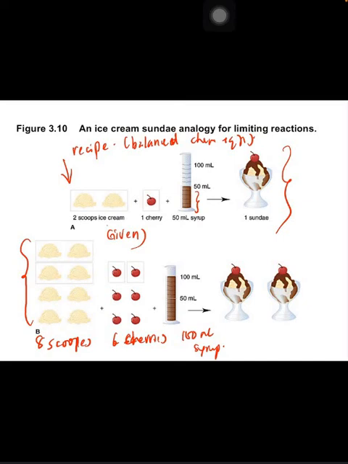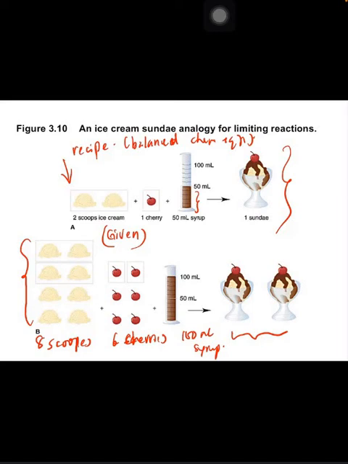Kalau ikutkan, kita boleh buat sampai 4 tu. Sebab satu sundae perlukan 2 scoop kan. So kita ada 8 scoop. Kita boleh buat 4 kan. Tapi kenapa kalau kita tengok kat sini, only 2 sundaes can be made. Kenapa? Sirap. Sebab sirap yang habis dulu.